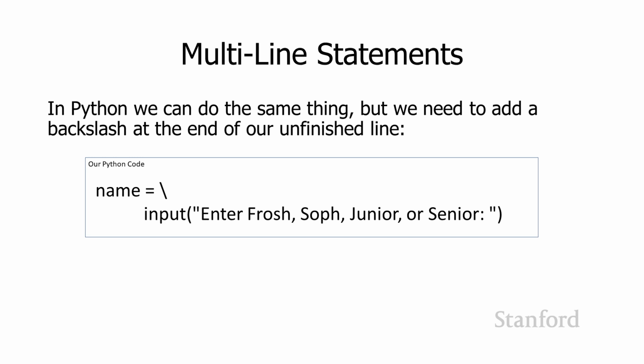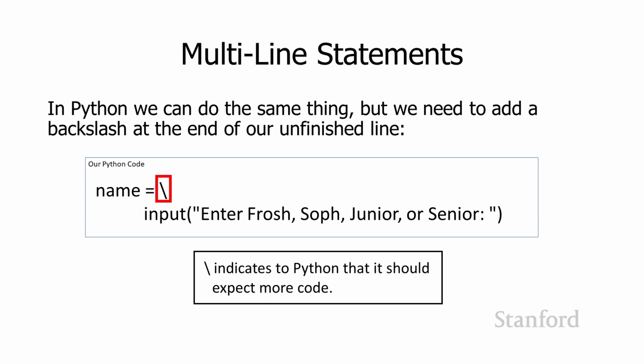There are several solutions to this. The one that's universally doable is to put a backslash at the end of your unfinished line. So if I say name equals, and then I have that backslash, don't use the forward slash, it's got to be backslash. That backslash tells Python, I'm not really done with the line. Go to the next line, that's actually a continuation of the current line.